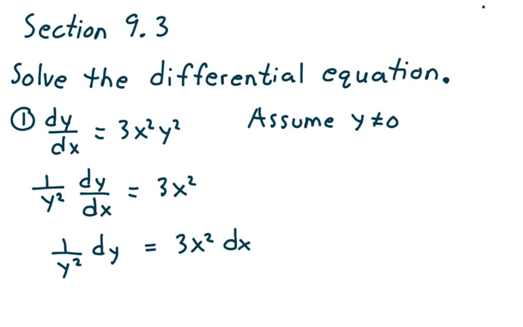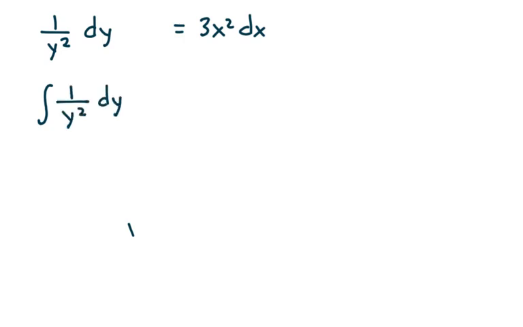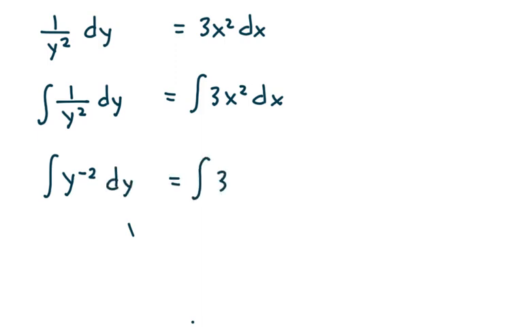Okay. Now, let's rewrite that on the next page. 1 over y squared dy is the same as 3x squared dx. And now I want to integrate both sides. So the integral of 1 over y squared dy is the same as the integral of 3x squared dx. Now, this says the integral of y to the negative 2 dy is the same as the integral of 3x squared dx. Right?